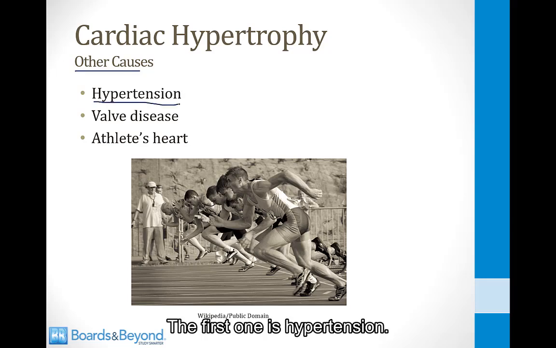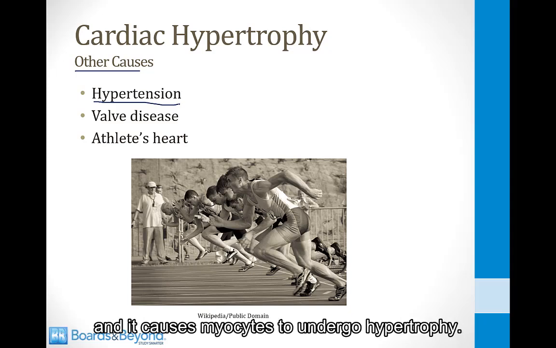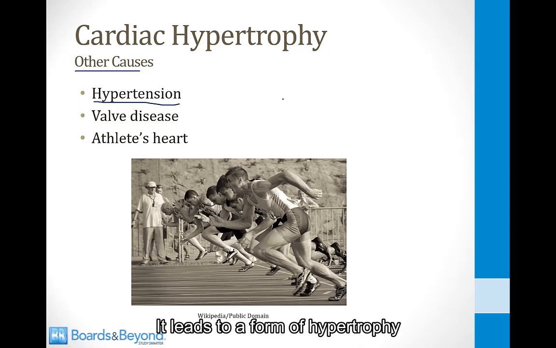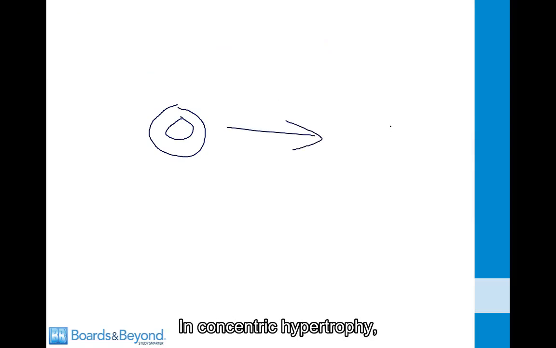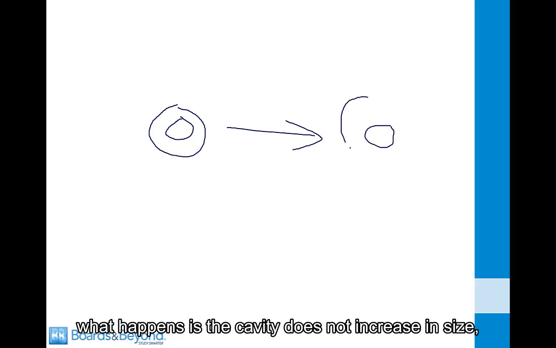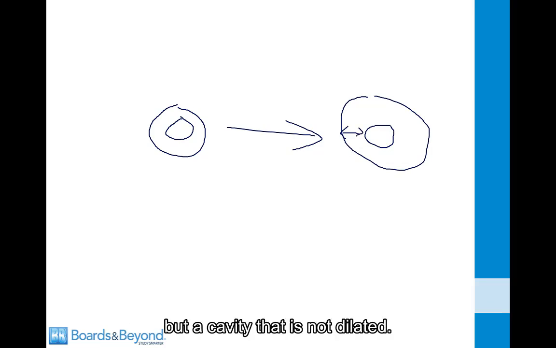The first one is hypertension. Hypertension increases the afterload on the left ventricle, and it causes myocytes to undergo hypertrophy. It leads to a form of hypertrophy of the left ventricle called concentric hypertrophy. So let's imagine that this is the left ventricle here we're looking at in cross-section. In concentric hypertrophy, what happens is the cavity does not increase in size, but the walls thicken, and therefore you get very thick walls, but a cavity that is not dilated. This is called concentric hypertrophy.